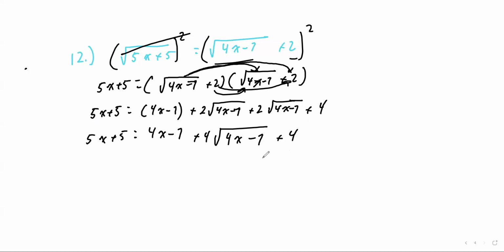All right, now I'm going to try to combine like terms and isolate the square root. So I get 4x. I can combine the minus 7 and the plus 4, so that gives me 4x minus 3 plus 4 square root of 4x minus 7. So you cannot combine this 3 and 4, so do watch out for that. We'll go ahead and subtract the 4x and add the 3 to both sides.